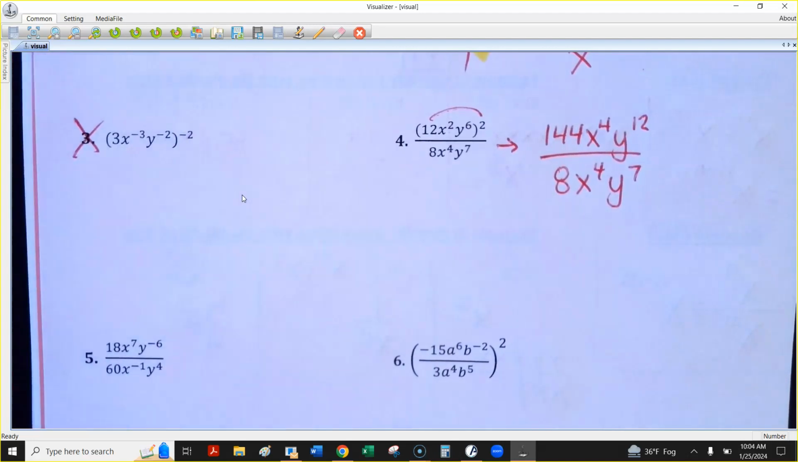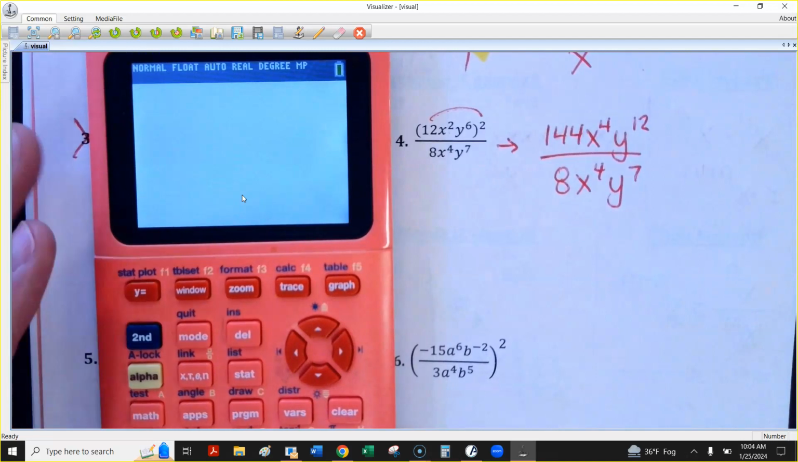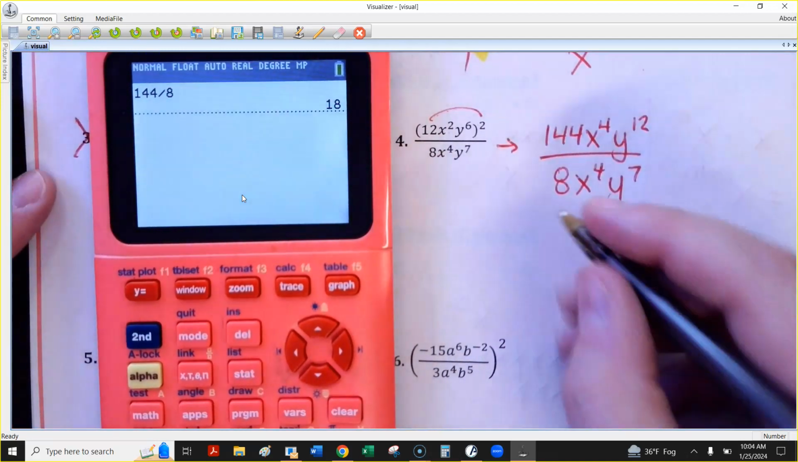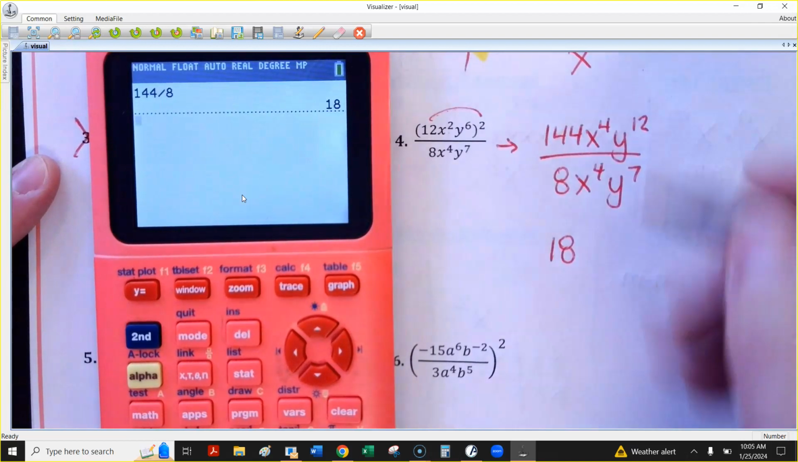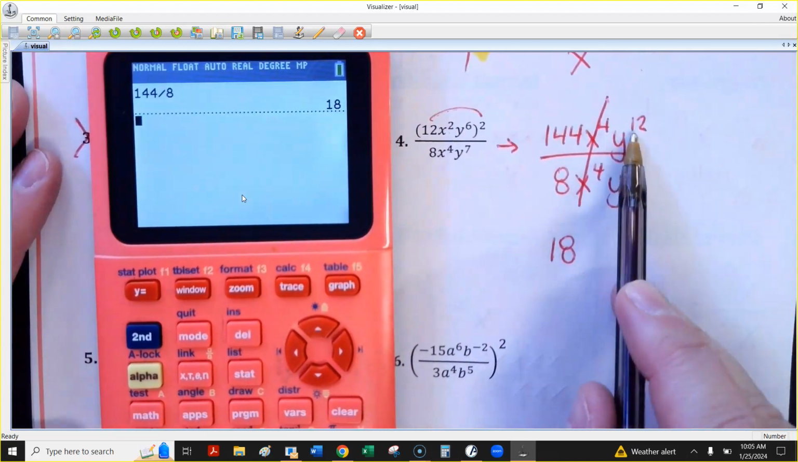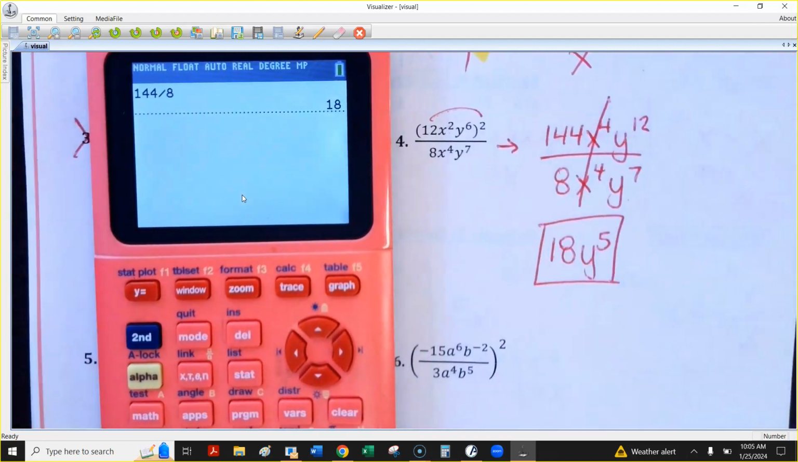Now, here's the deal. I'm going to take my calculator. I actually think 8 goes into 144. So I'm just dividing those two numbers. That is 18. Where do you have more x's, the top or the bottom? Trick question, it's a tie, so they cancel each other out, no x's. Now I have 12 y's on the top, 7 on the bottom, so I have 5 more on the top. You do not have a fraction, and the x's cancel out there.